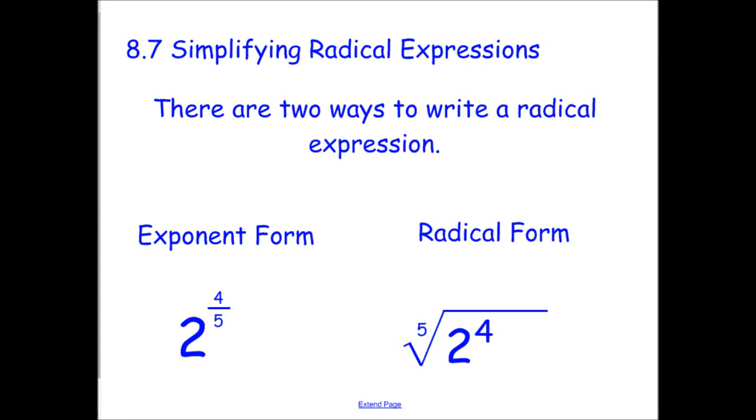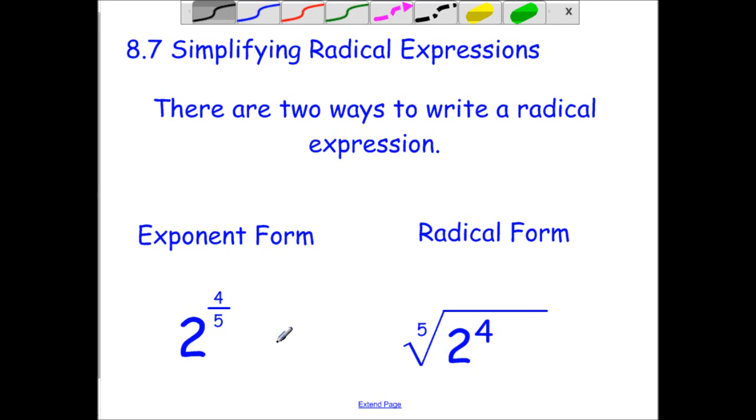Alright, today we're going to look at section 8.7, simplifying radical expressions. To start out, there are two ways to look at radical expressions. One way is exponent form, so 2 to the 4/5. The other way is radical form, which would be the 5th root of 2 to the 4th. These two things are the same.